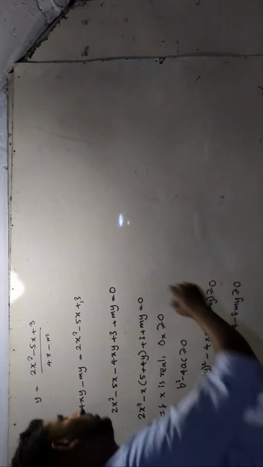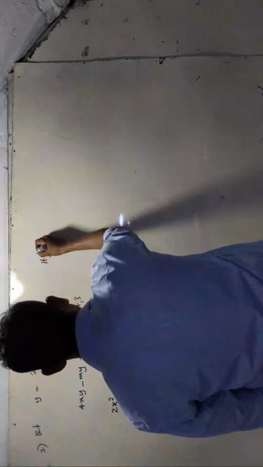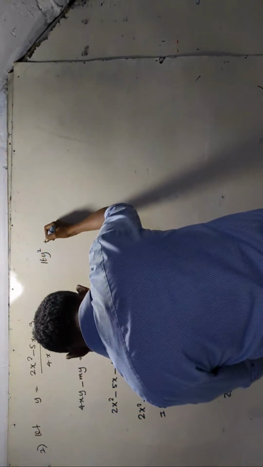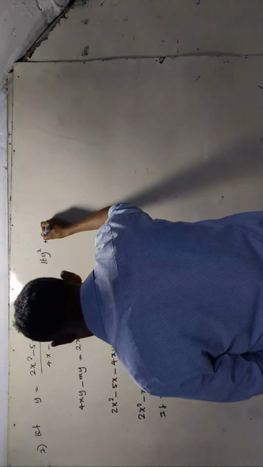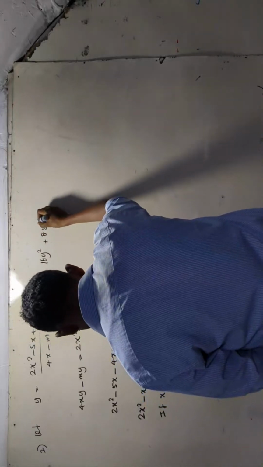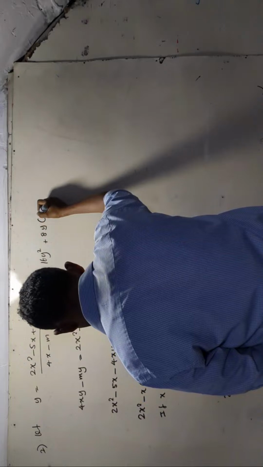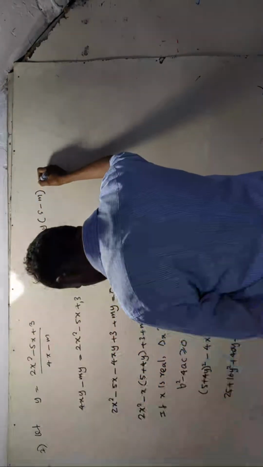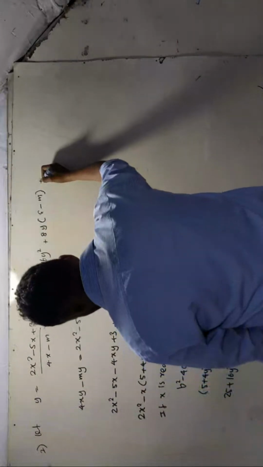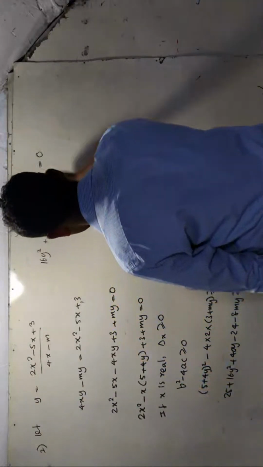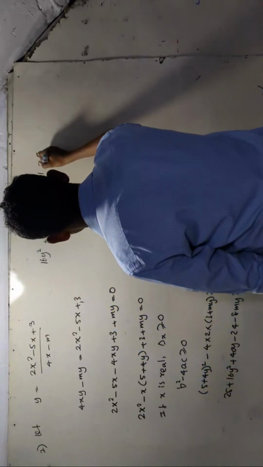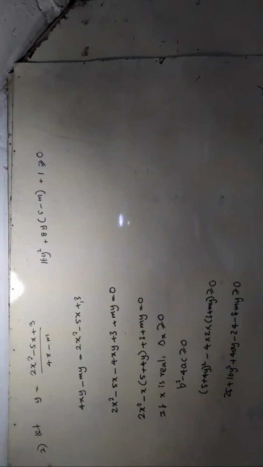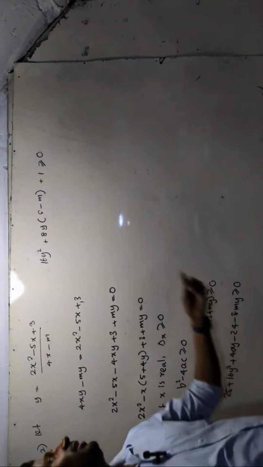So 16y squared. Then if you consider these two, you can take out 8y. So it will be 5 minus m. Okay, and finally 25 minus 24 is 1. That is greater than or equal to 0. So if x is real, we can come up to this point.